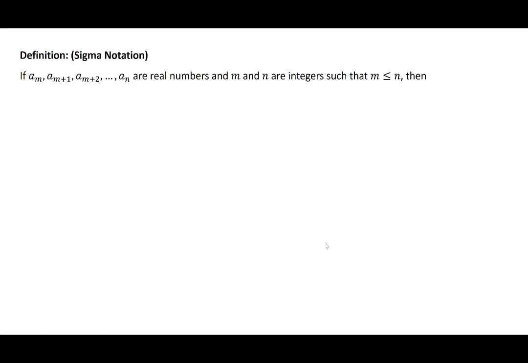Okay, if a sub m, a sub m plus 1, a sub m plus 2, all the way up to a sub n are real numbers, and m and n are integers such that m is less than or equal to n. Simple, I know. There's something called a sub m, and the next one is a sub m plus 1, and so on, all the way up to a sub n. Let's say you have real numbers just like that.